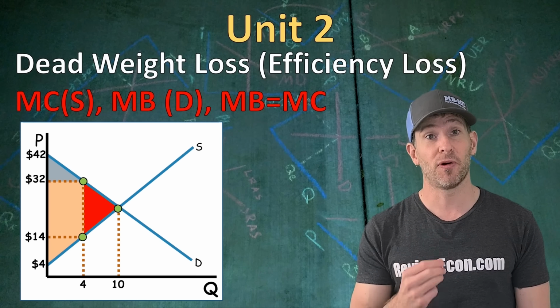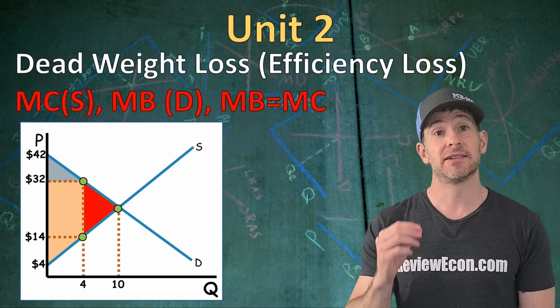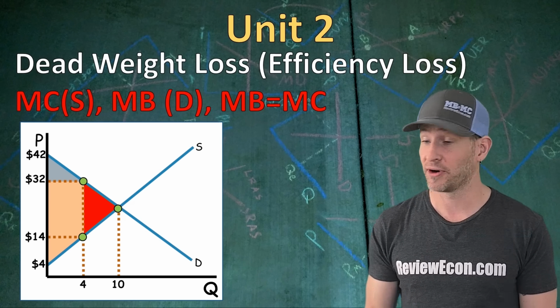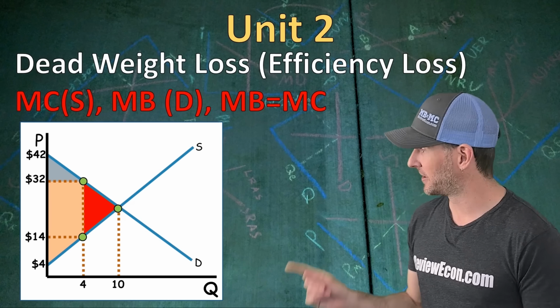And then your third point for the triangle of deadweight loss is the marginal benefit equals marginal cost point. That's equilibrium, that point in the middle there where the two curves intersect. And that triangle in red, that is our deadweight loss for underproducing this product. Calculate the area of that triangle there, base times height divided by 2, plug in the numbers, and that gives us $54 worth of deadweight loss as a result of underproducing this product.